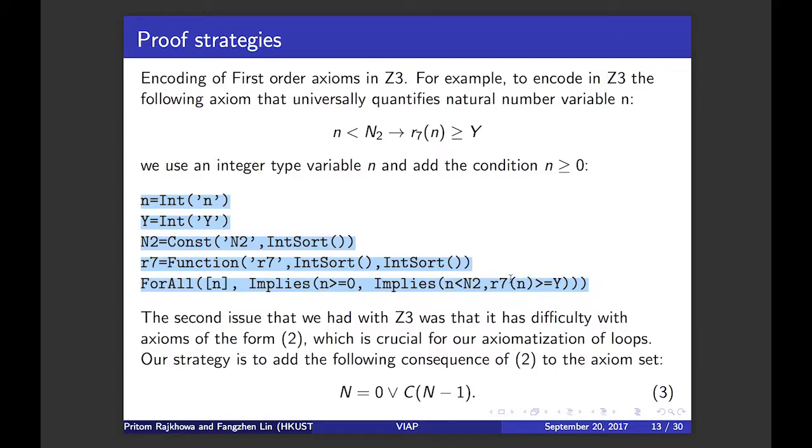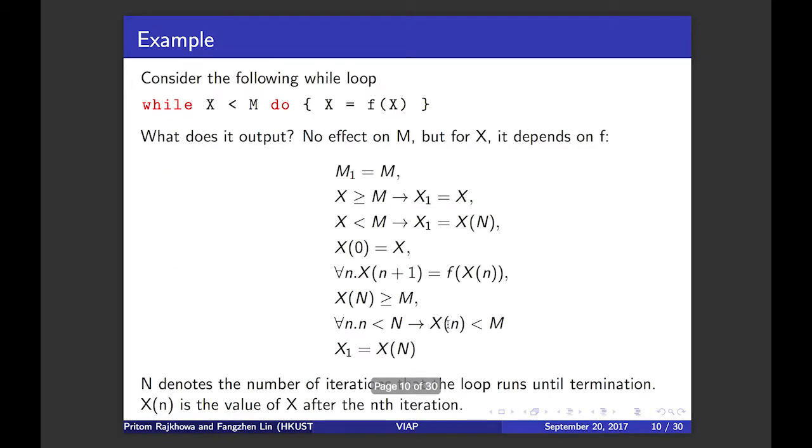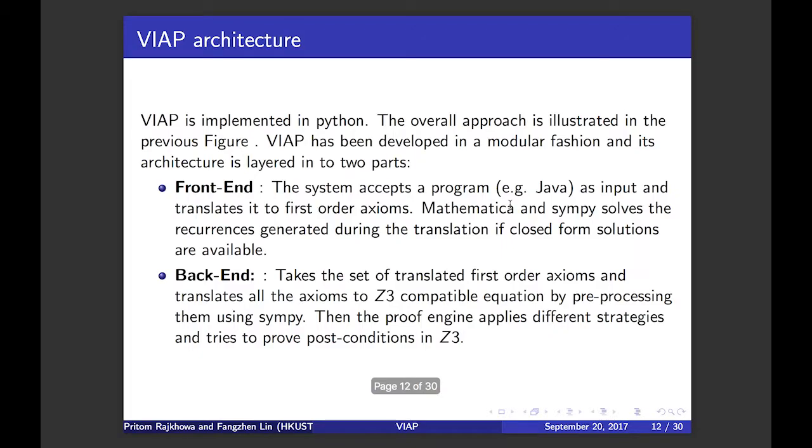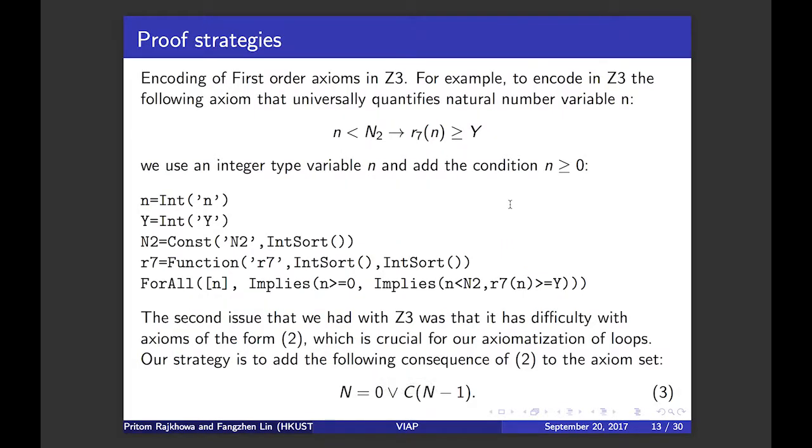The second issue is that Z3 finds it difficult with the axiom of format 2, equation 2, generated during the translation of the loop, which is very crucial for our examination of the loop. So our strategy is to add the consequence of equation 2 to the following set of axioms. These equations we added along with the other axioms.